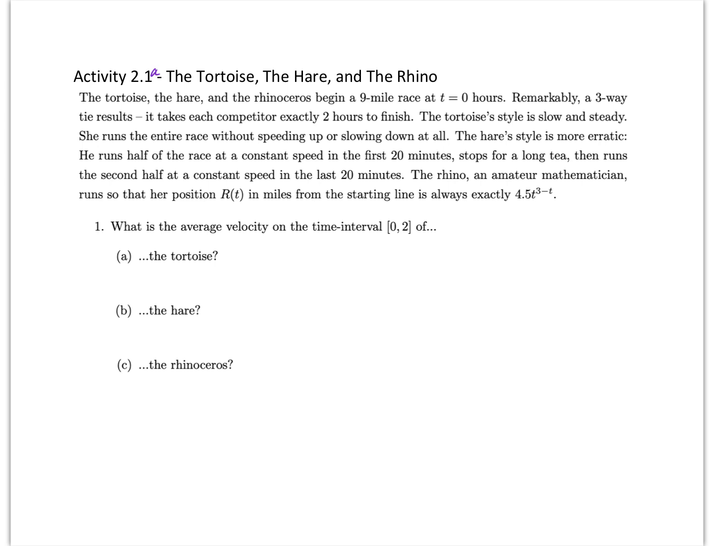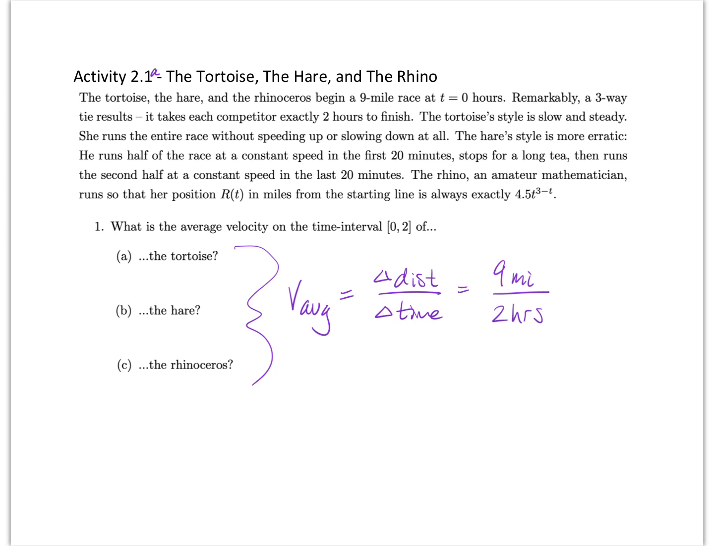Okay, what is the average velocity on the time interval from 0 to 2 of each animal? So we know that each animal finished the race in 2 hours. It takes each competitor exactly 2 hours to finish. So we want the average velocity of each animal over the entire 9-mile race. For all of these, average velocity would be change in distance over change in time, and they all ran 9 miles in 2 hours. So this is 4.5 miles per hour on average for every animal. They all ran an average 4.5 miles per hour for 2 hours.